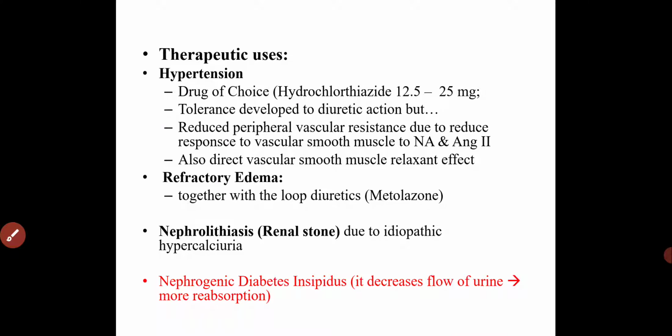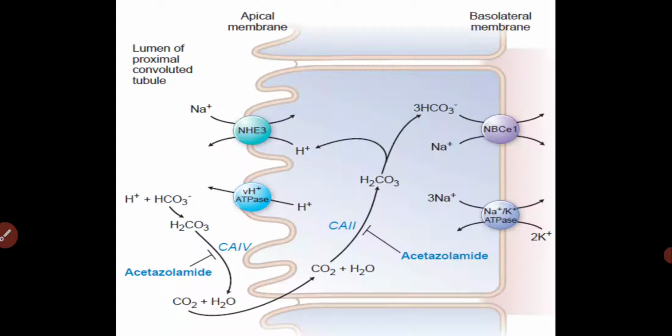Then it is a diuretic, but it also has a role as an anti-diuretic, particularly in nephrogenic diabetes insipidus. In nephrogenic diabetes insipidus, it decreases the flow of urine, and the mechanism is unknown, but we try to understand the anti-diuretic part. So it is a diuretic, but it is also useful as an anti-diuretic in nephrogenic diabetes insipidus. Try to remember this.